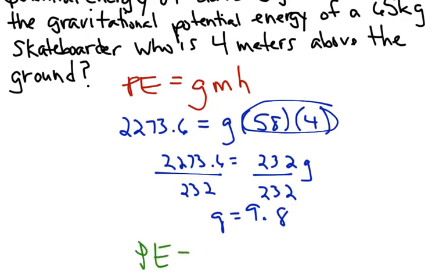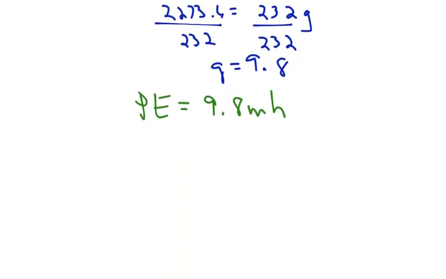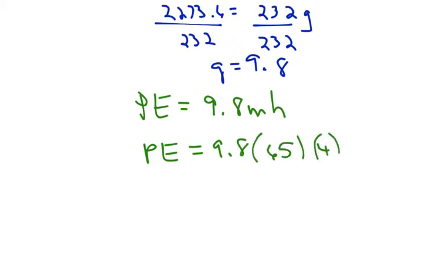All right, now that we know that G is 9.8, now I know my equation is PE, for potential energy, is equal to 9.8 times the mass times the height. So now if I want to find the potential energy of a 65 kilogram skateboarder who's 4 feet above the ground, 4 meters, sorry, now I'm going to use 9.8 times 65 times 4. And I'm going to find out that it's 2,548. And the unit of measurement for potential energy is joules.